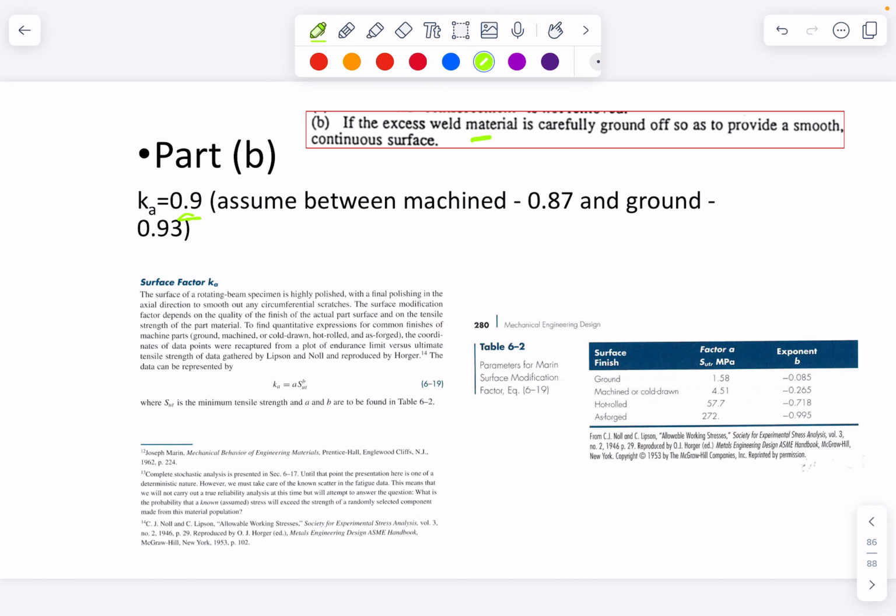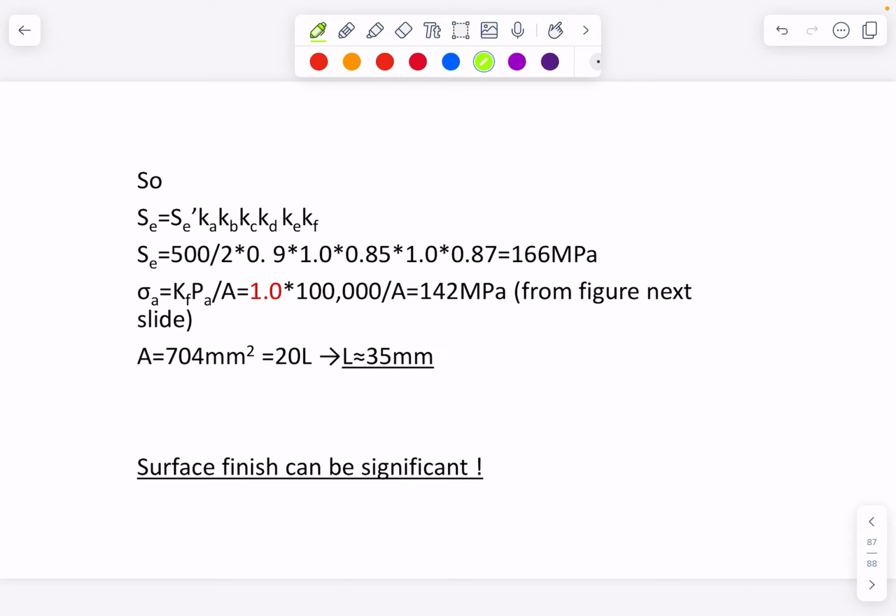So let's go back to where we were. Everything else remains basically the same, so we end up with a 35 millimeter weld. Again, I'd make that 40. So the important thing there is that surface finish can be significant. And it's why, in fact, you polish an awful lot of parts. For example, if you're building a race engine, you polish con rods to try and get rid of these stress precipitators.